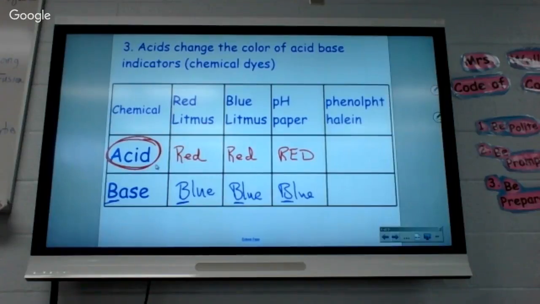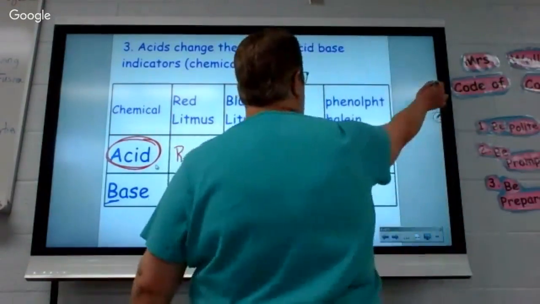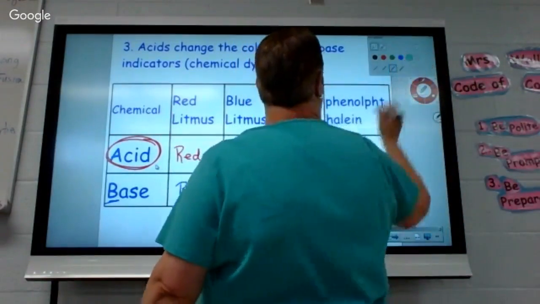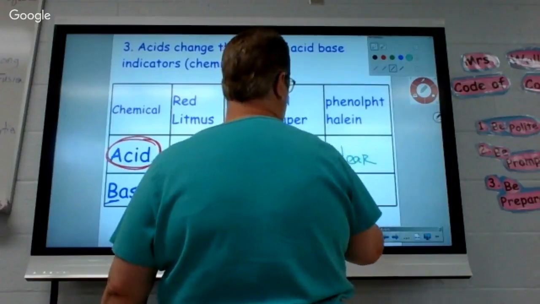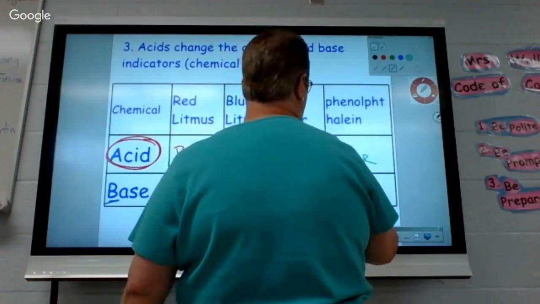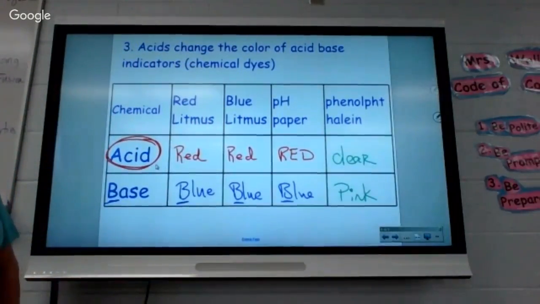Okay? They will have to give you a pH range and tell you what color it's going to change. In this case, an acid will be clear and the base will be pink. Okay? But they are going to change colors based on a pH range, and we'll talk about pH, if not today, tomorrow.